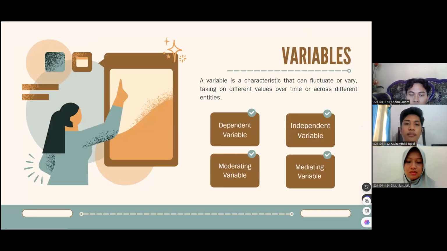And the next one is variable. A variable is a characteristic that can fluctuate or vary, taking on different values over time or across different entities. There are some types of variable. The first one is dependent variable, independent variable, moderating variable, and mediating variable.